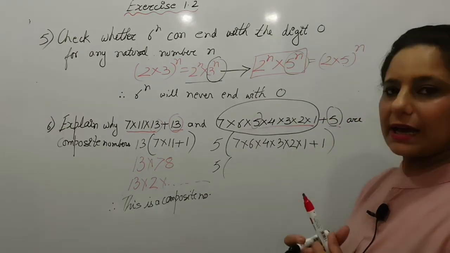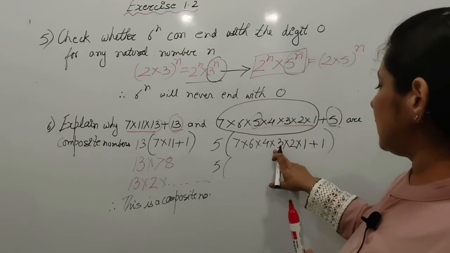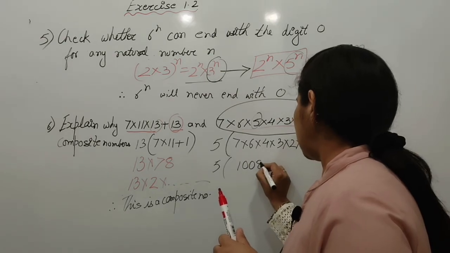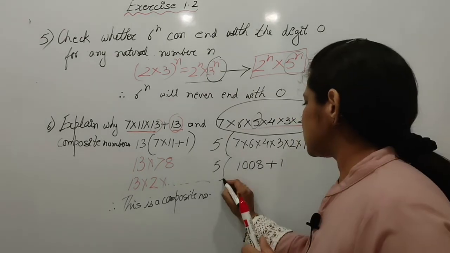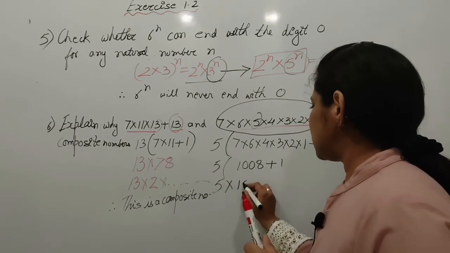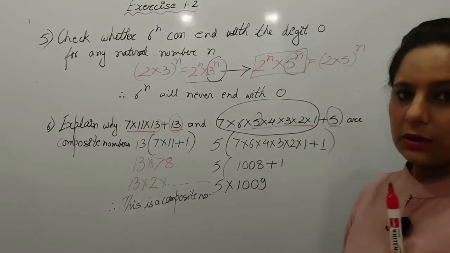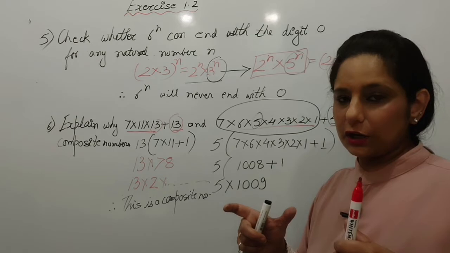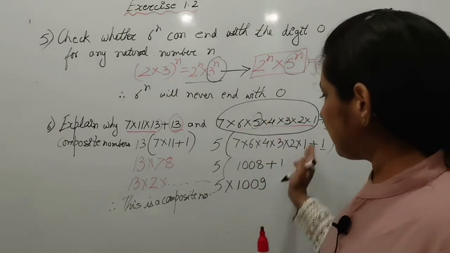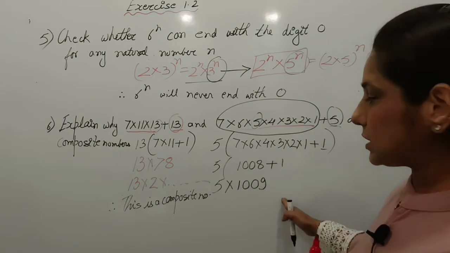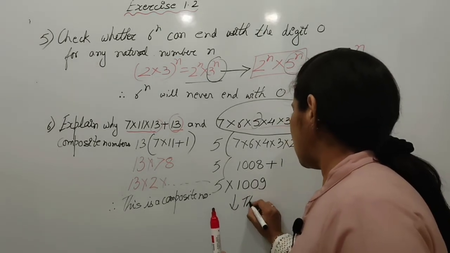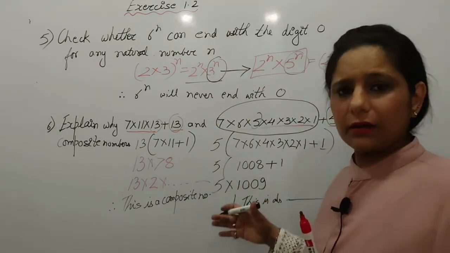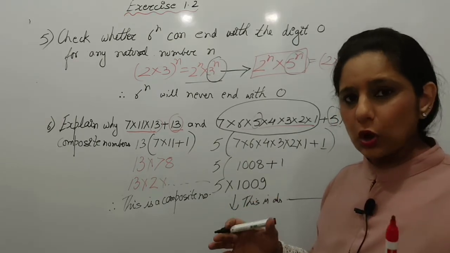Now we have to multiply 7 into 6 into 4 into 3 into 2 into 1. 7 6 is 42 और यहाँ हो गया इंटू 24, so that will give you 1008 and this plus 1 is also there, so we will get 5 into 1009. So as these also match the definition of composite number, हमारे पास 1 और number itself के अलावा we have more factors, so you will write this is also a composite number.